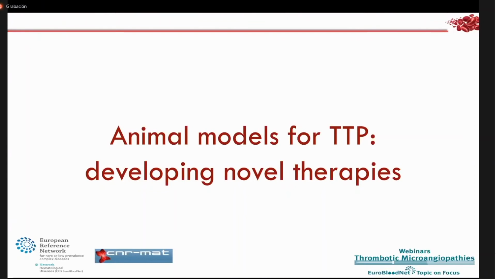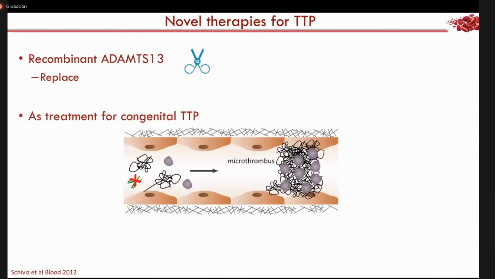So now I come to the last part of my talk, and that is how these animal models were used to develop novel therapies for TTP. I will zoom into two therapies. Other therapies have been tested, but I cannot discuss them all here in my talk. And the first therapy is recombinant ADAMTS13.